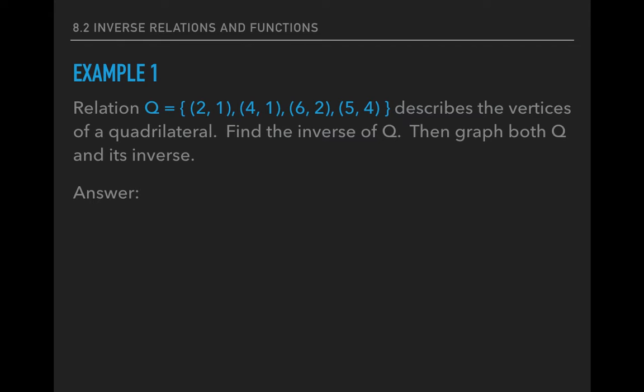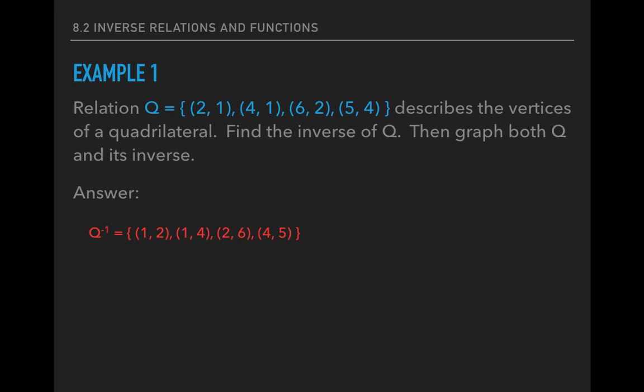Let's work through an example together. Here we are given a relation Q, and there are four ordered pairs there, and they describe the vertices of a quadrilateral, of a four-sided figure. We want to find the inverse of Q and then graph both Q and its inverse. So the inverse of a relation, if you look back, is just the switching of those values of x and y. So it would be (1, 2), (1, 4), (2, 6), and (4, 5). That would be the inverse.